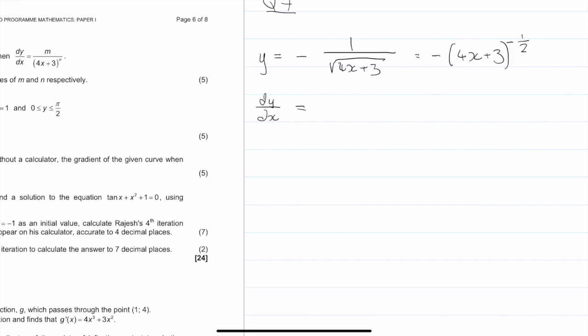So dy/dx is going to be: multiply the exponent down, so that's minus a negative half, which is a half, and then what stays in the bracket stays the same, 4x plus 3, and then the power drops by 1, so that's minus 3 over 2. Then we have to differentiate the inside. The derivative of 4x is just 4. If we multiply that through, 4 times a half is equal to 2, and that's 4x plus 3 to the minus 3 over 2.